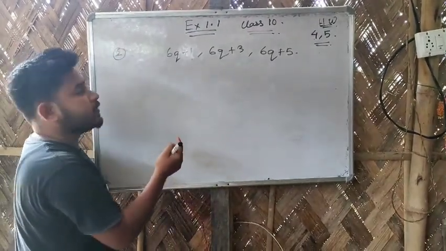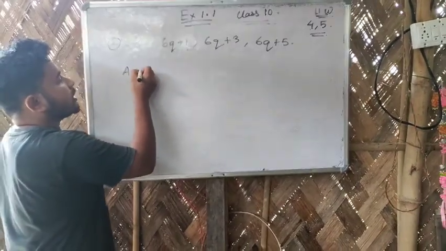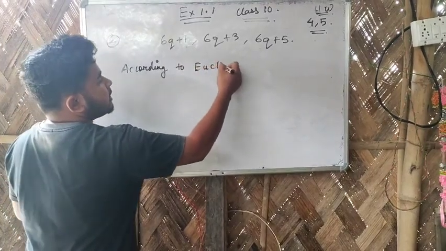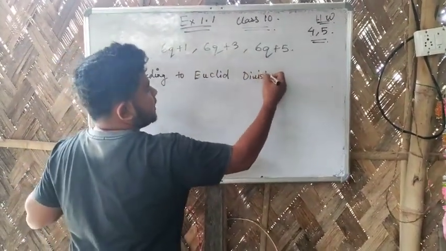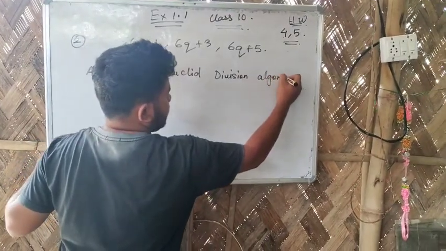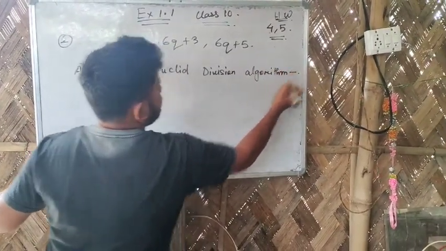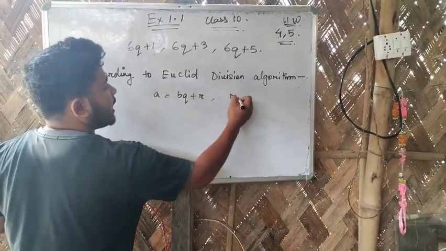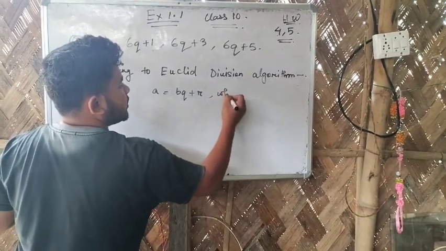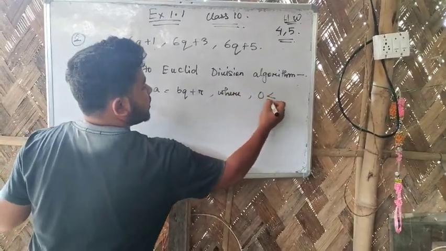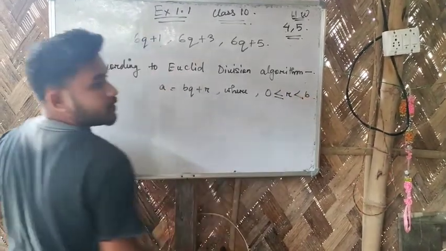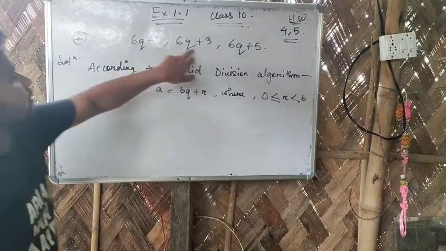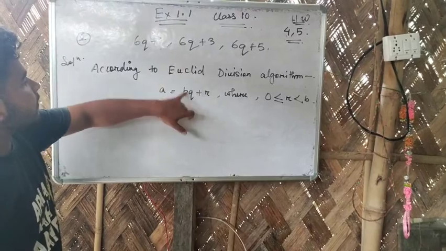If you look at all the 3 expressions and compare them with Euclid's division algorithm, A = BQ + R, where R is always greater than or equal to 0 and less than B, you have understood this, I told you earlier. Now if you compare this with all the expressions, in place of B what do we have?